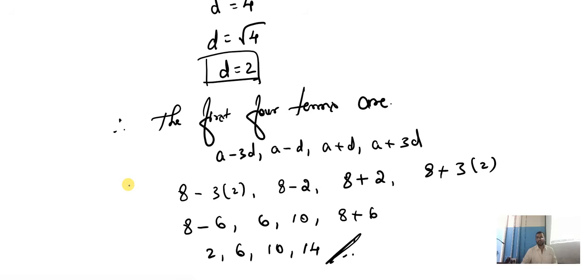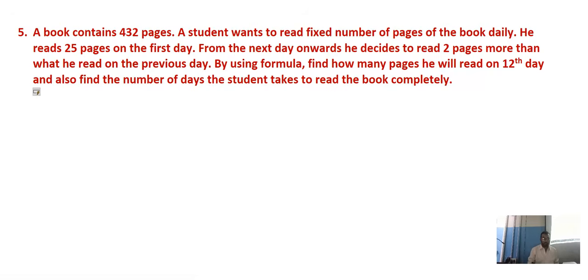That's it. I hope you have understood. Next, question number 5. A book contains 432 pages. So, total number of pages in a book is 432. A student wants to read a fixed number of pages of the book daily. Fixed number of pages means common difference.